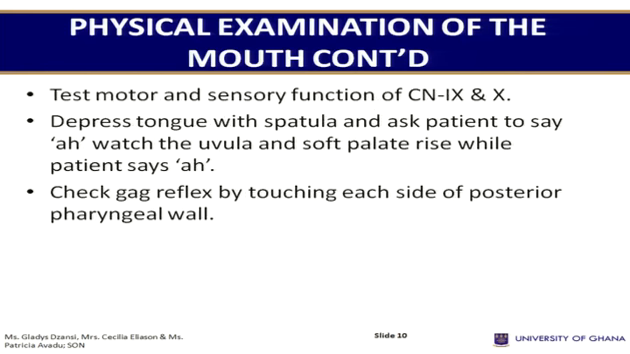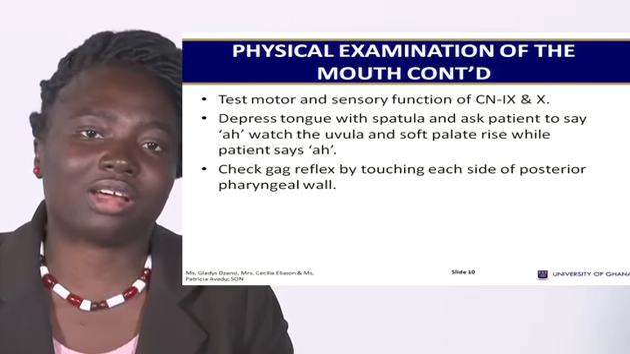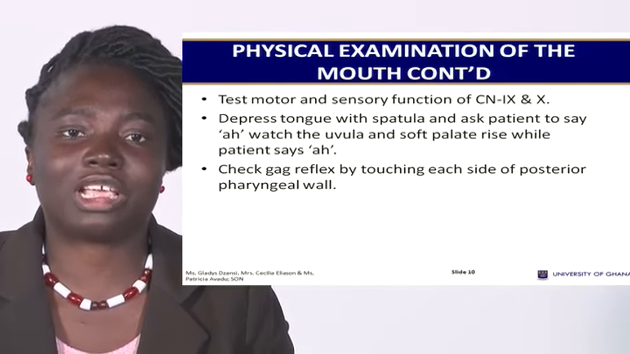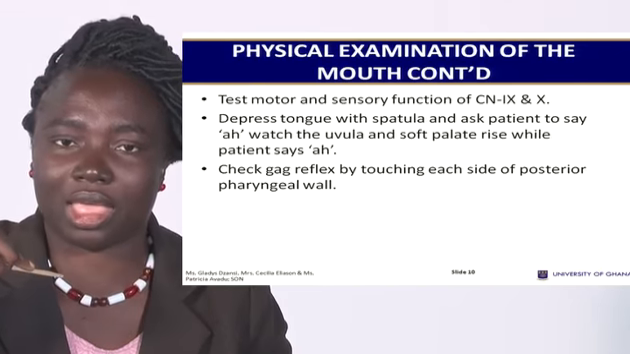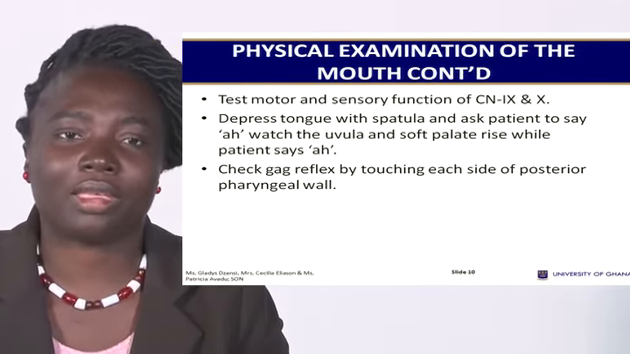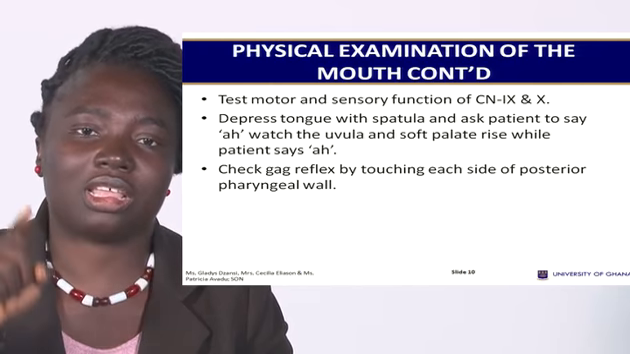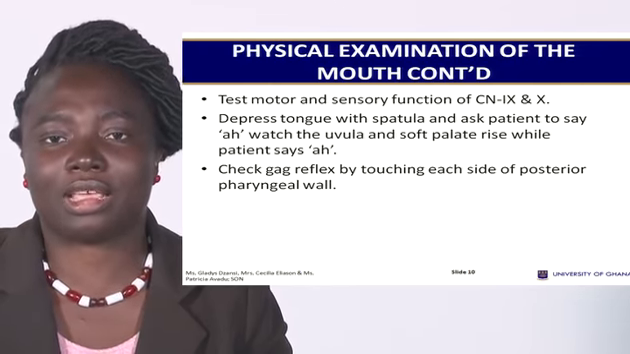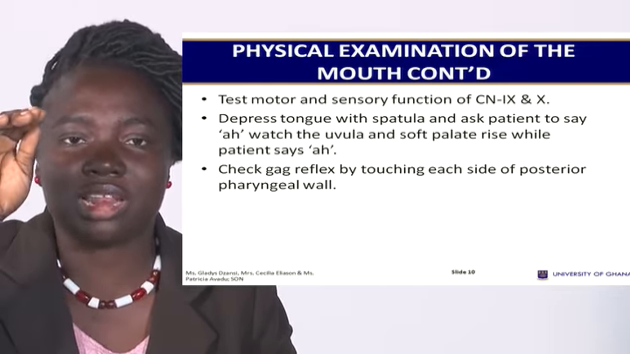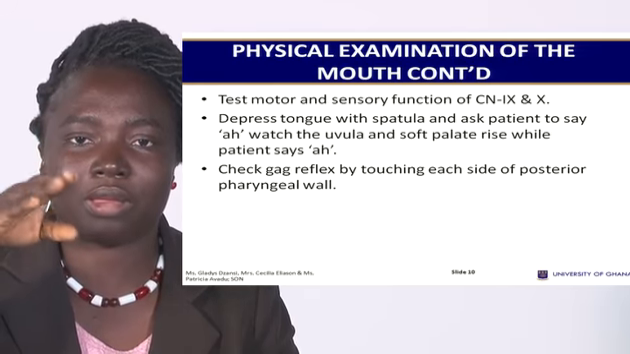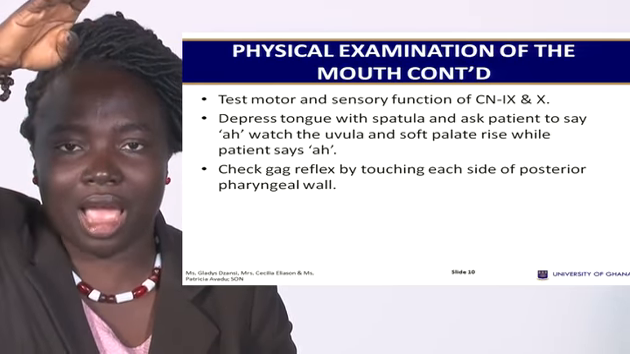You want to test also the motor and sensory functions of cranial nerves 9 and 10. You do this by depressing the tongue with the spatula and asking the patient to say ah. As the tongue depressor is pressed on the tongue, ask the patient to say ah, and as they say ah, watch the uvula and the soft palate. It should rise and fall. While the patient is saying ah, you should see the soft palate moving up.